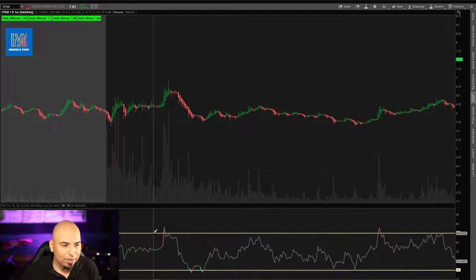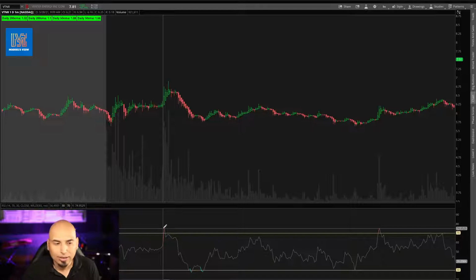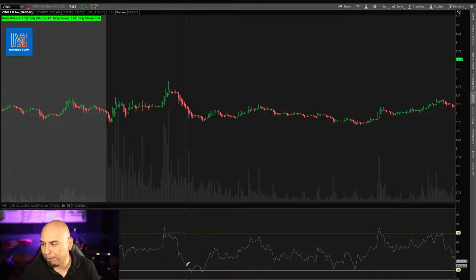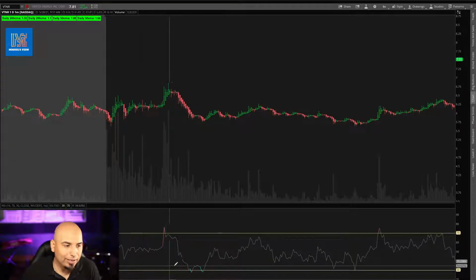So the top is at 70, just like the description described, and below is 30. You want to buy something that is oversold. You're buying it at a better price. I always say if you go to buy a car and they tell you come back a week later and it's going to be $3,000 cheaper, what would you do? Would you wait that week? Of course you would, right? So it's the same thing with the RSI.